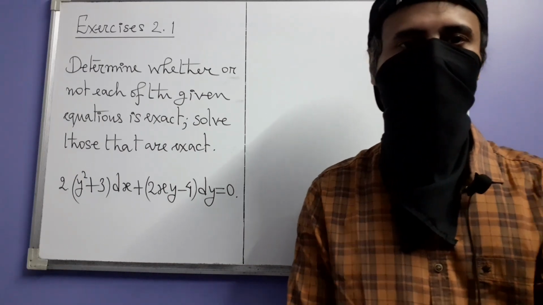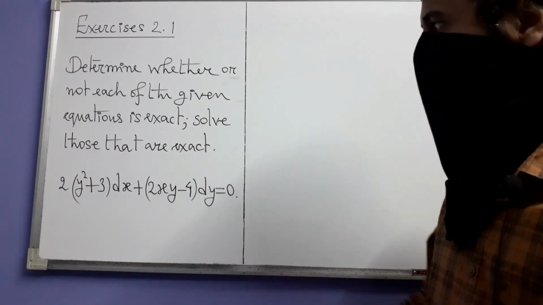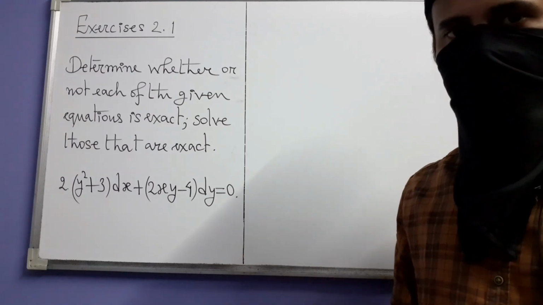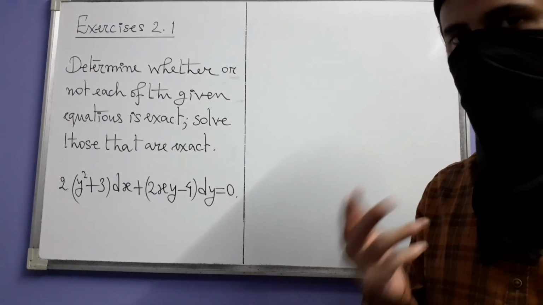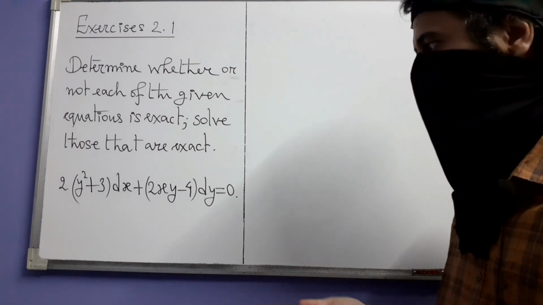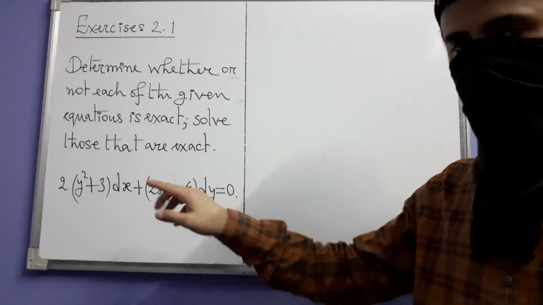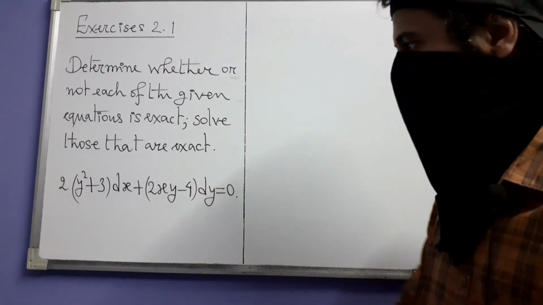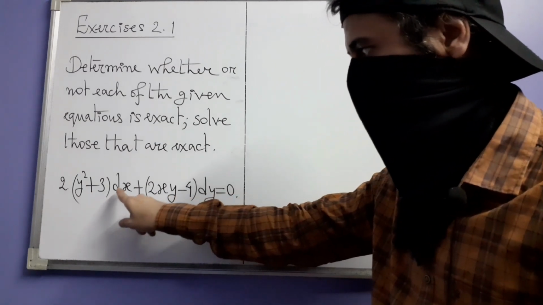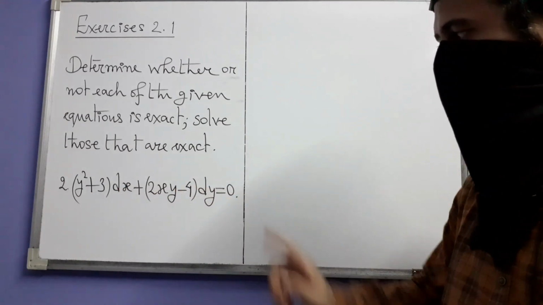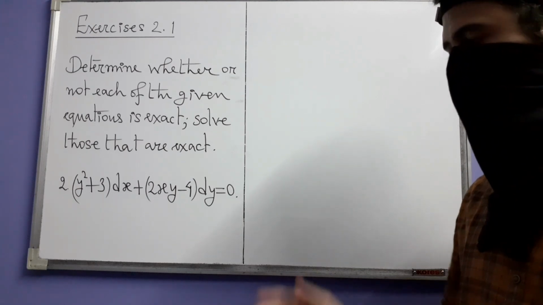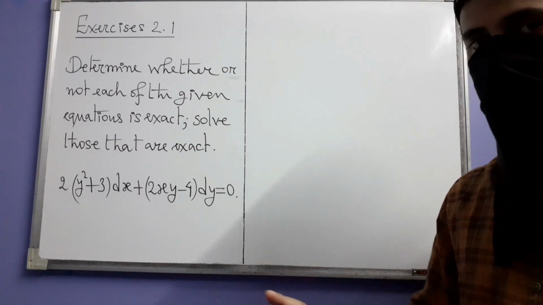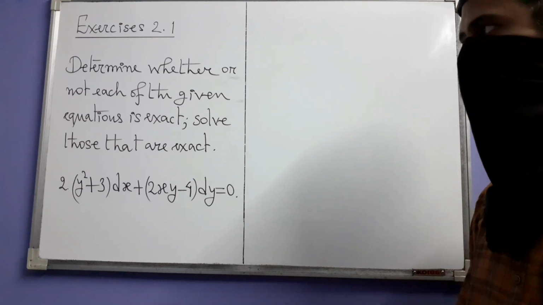So let us now start the exercises. Whatever equations we are going to see here, we have to first of all determine if it's exact or not, and if it is exact, then we have to solve it. This is the first one, that means the second one actually. The equation is (y squared plus 3) dx plus (2xy minus 4) dy equal to 0. Let's see if it is exact first, and if it is exact, then we are going to solve it.